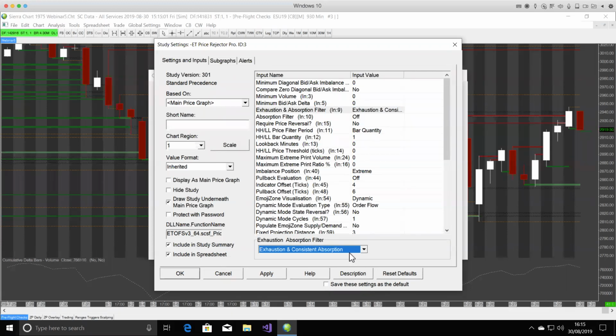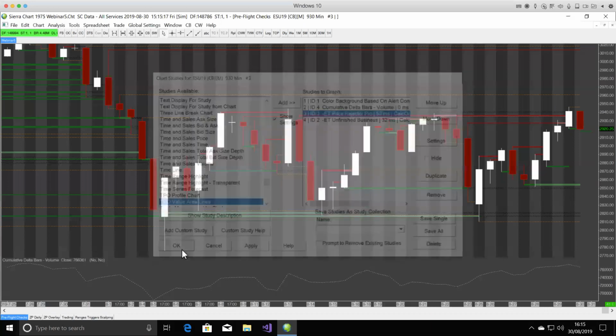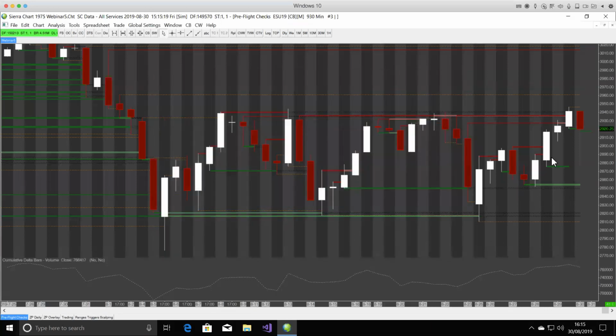I set the visualization to dynamic. I'm interested to see how these levels hold over time. And I use the order flow analysis, but I'm not doing anything in terms of filtering on price reversal or anything else. It's just a way of me being able to look back across this pseudo daily chart.